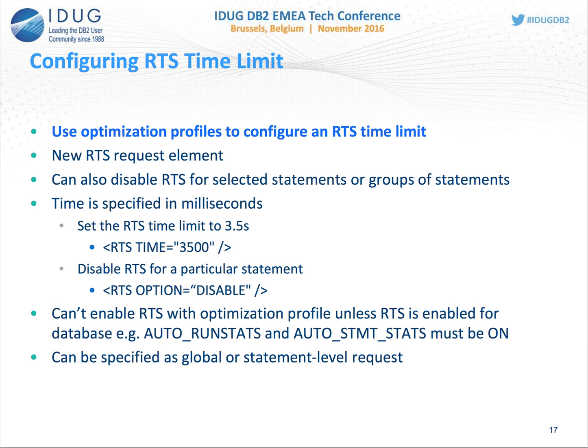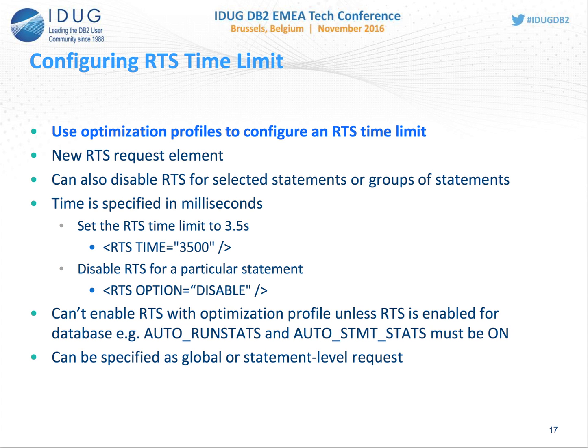You can't override the database configuration parameter with this option. So, for example, if you have auto statement stats disabled, you can't just enable it with the RTS option. It's kind of a hierarchy, so that one has to be on.